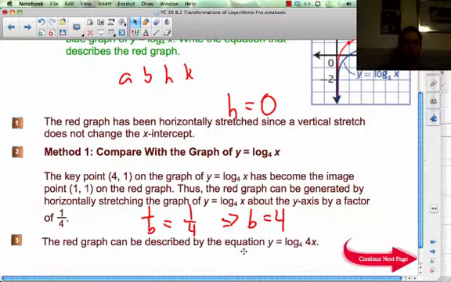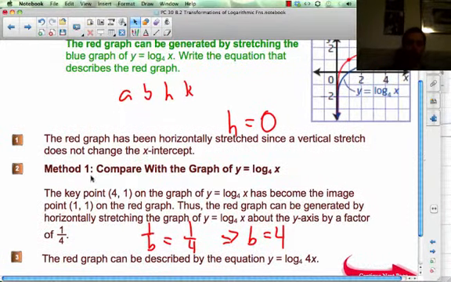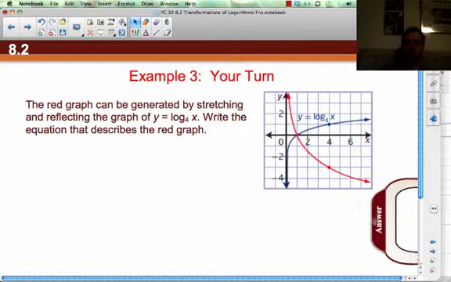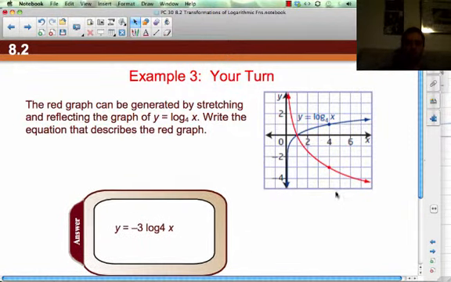The red graph can be described by this equation: y equals log base 4 of 4x. And that's all we needed to do, because notice that there was no stretch of the y value here whatsoever to achieve this point. So this is all we would need to do in order to get that one. That one was pretty straightforward. So here's another your turn. Hit pause. Welcome back. There's your answer. So the red graph is described by that one.